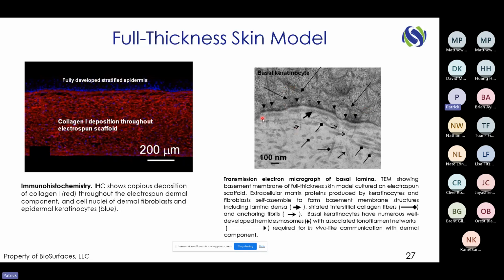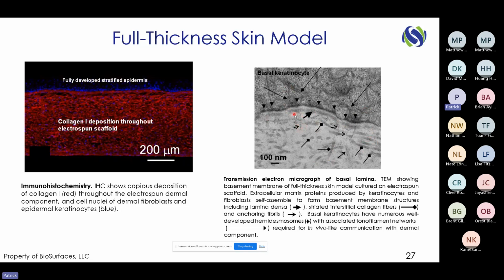Here on the dermal side, we see the lamina densa, which is kind of this electron dense boundary here. Here we see the different striated collagen fibers. Again, these were completely produced by the fibroblasts, and they self-assembled. And then this is pretty amazing. We can even see the anchoring fibrils. So this is what binds the dermis to the epidermis.